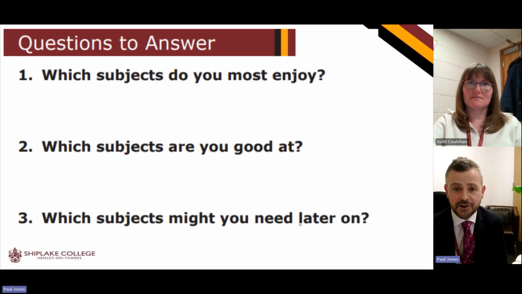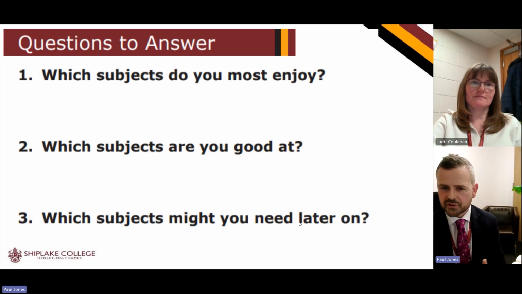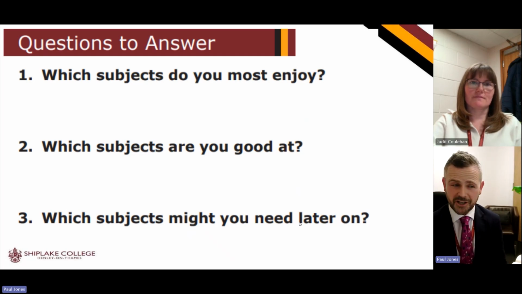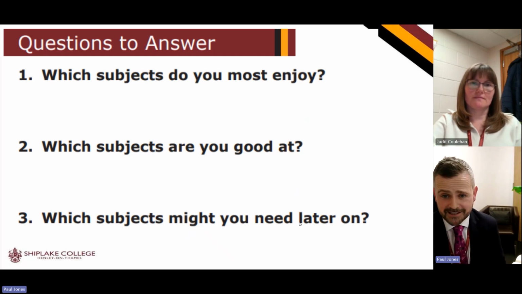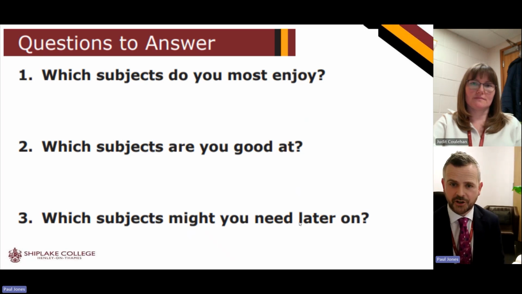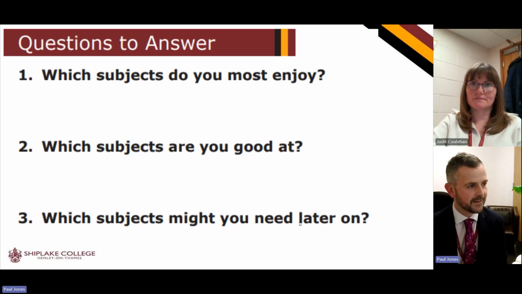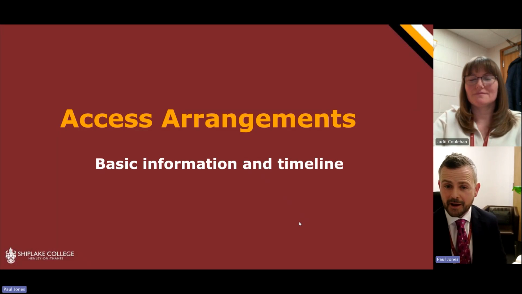This is also in the options guide. I won't labour the point now, but I think this is important for pupils. These are important questions to guide pupils' thinking and their reflection. What subjects do they enjoy? What subjects are they good at? And which subjects might they need later on, without wishing to specialise too early, of course. So that's the end of my information.